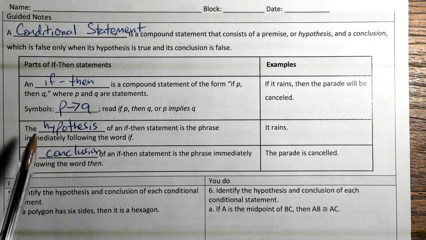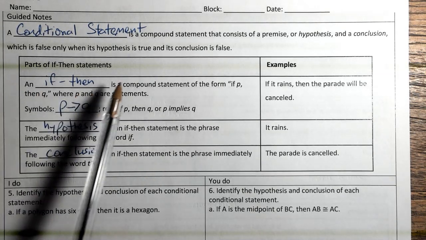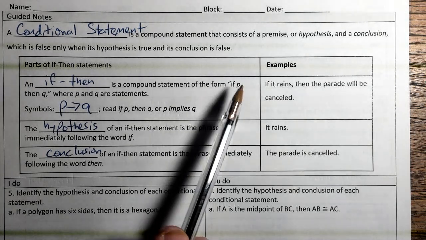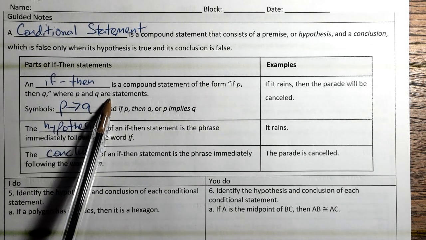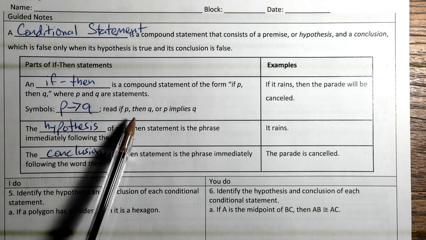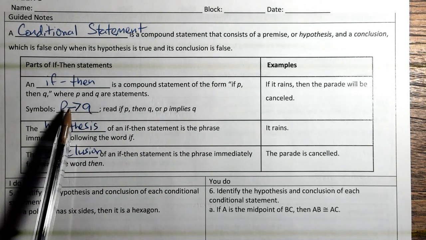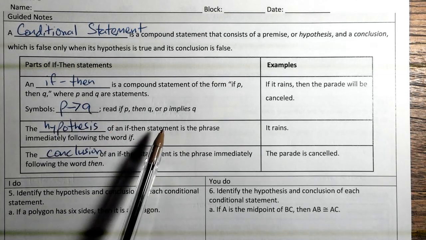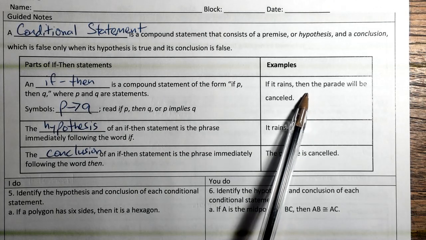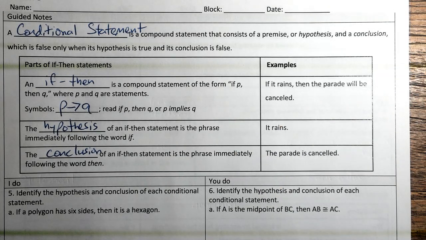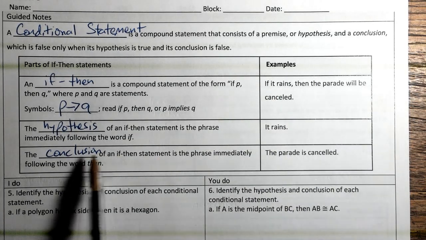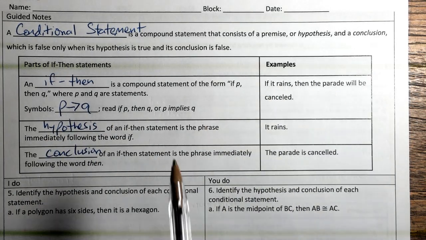So, parts of if-then statements. An if-then is a compound statement of the form if P then Q, where P and Q are statements. The symbols are P, then the arrow to the right, Q, read if P then Q. So this means if P then Q, or P implies Q. If it rains, then the parade will be canceled. So that's the if-then. If P, then Q.